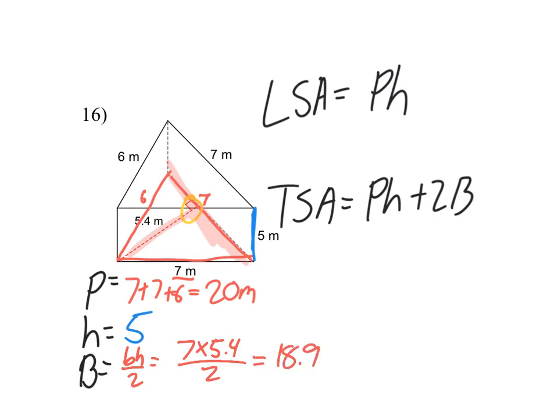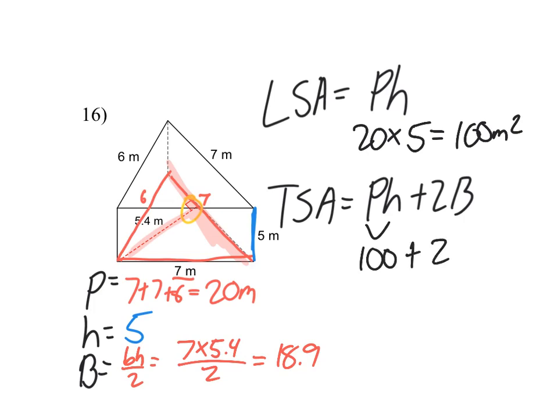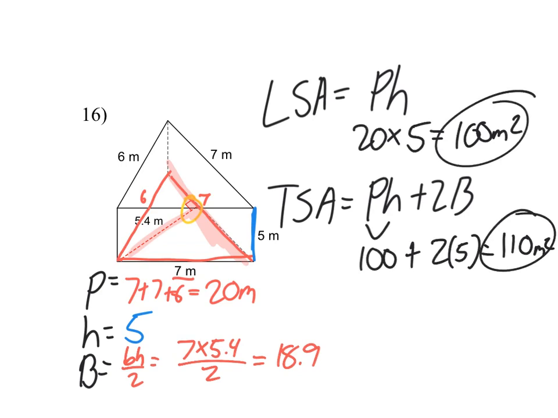Again, from here, we can just plug in the numbers that we've got and get this worked out. So for lateral surface area, we're going to do the 20 times 5. And we get a value of 100 meters squared. Again, this part I already know is 100. So now I have to do plus 2 times the area of the base, which is 18.9. When you work these out, you get 138. Guys, if you have questions on these, make sure you come to tutorials so I can help you out.